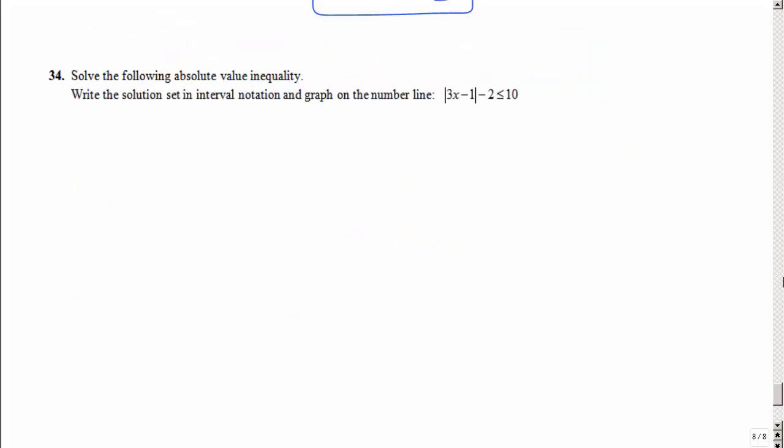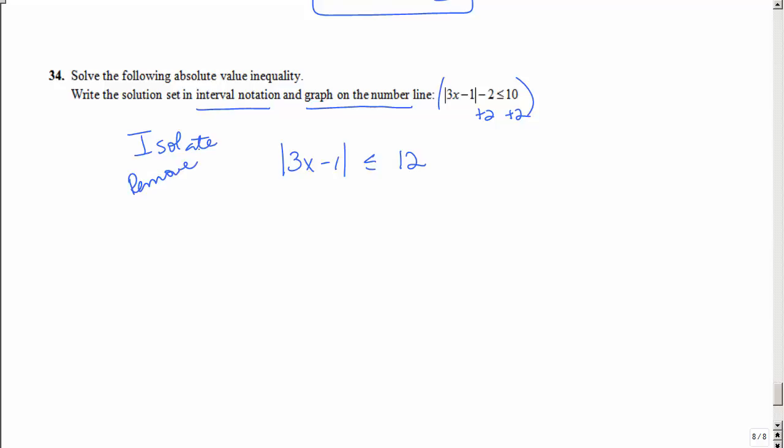This last problem is solving an absolute value inequality, and it asks us to write our answer in interval notation and graph on a number line. This one's a little bit different than the previous problem because our absolute value is not isolated. So we need to isolate the absolute value, meaning I need to add 2 to both sides. And so I have the absolute value of 3x minus 1 is less than or equal to 12. Now we've isolated it. Now I need to remove the absolute value.